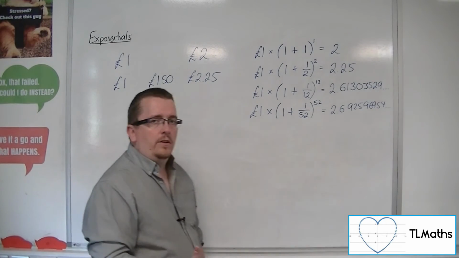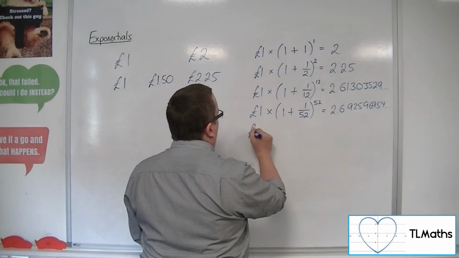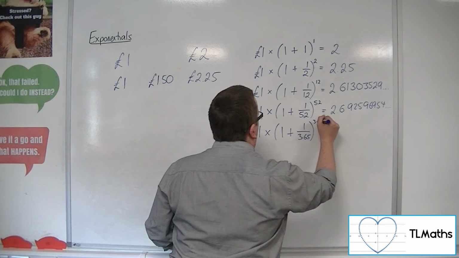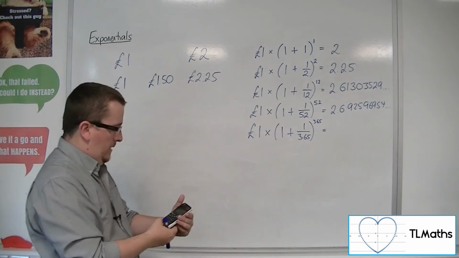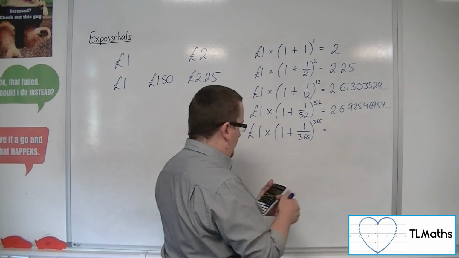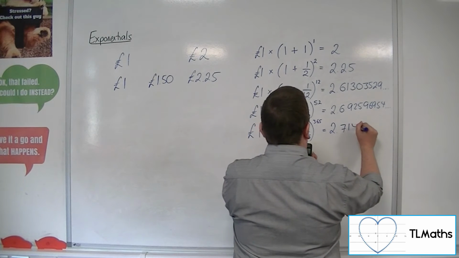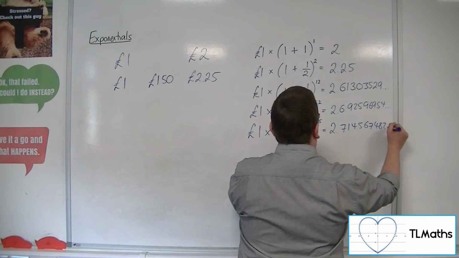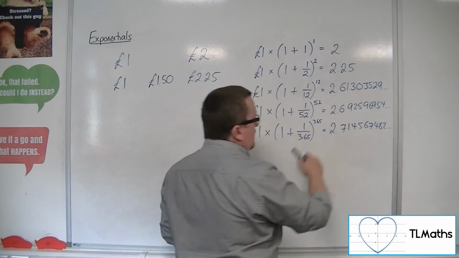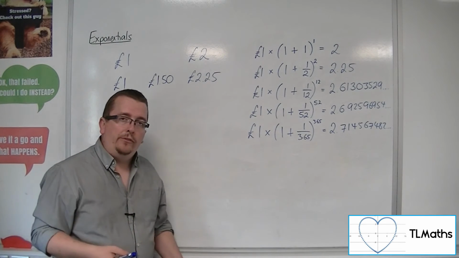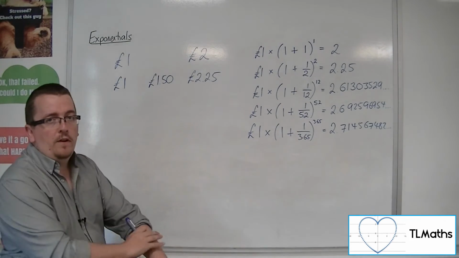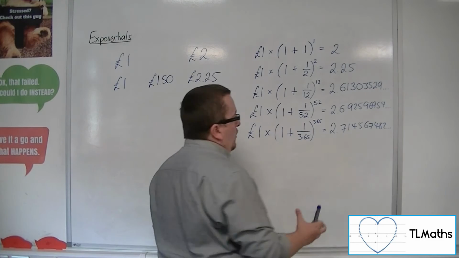So let's see what happens if we calculate it up to daily. Okay, so £1, 365 days in a year. Okay, so 1 plus 1 over 365 to the power of 365, and that gets us 2.71456748. Okay, so what if we earned a bit more? A couple of pence. Okay, so even though 52 has increased quite dramatically to 365, it hasn't made that much difference, this number that we're getting at the end.